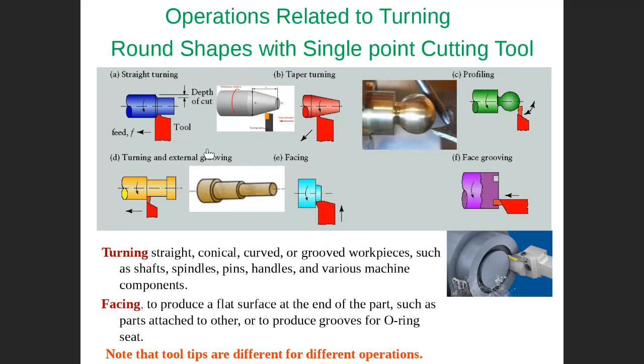This is a turning operation. Several operations can be done in a turning machine, which is straight cutting. I believe you remember now, straight cutting. This is taper cutting, where the tool travels in radial and axial directions simultaneously. This is contouring or profiling. This is an external groove. This is a straight cut, and this is a groove. This is facing, where the tool travels in only the radial direction. This creates a groove like this; the tool here creates a face groove, as you can see.